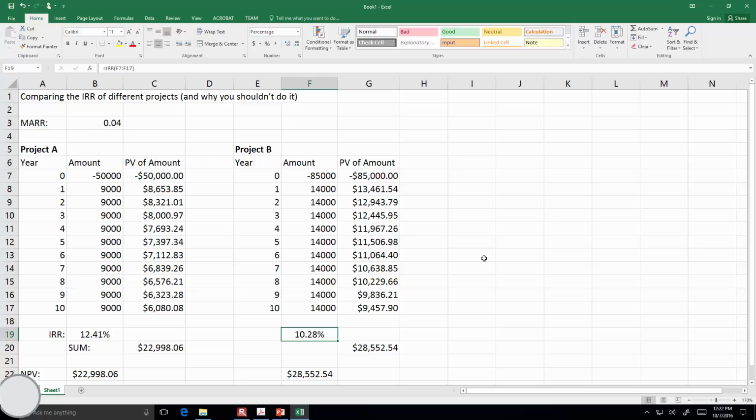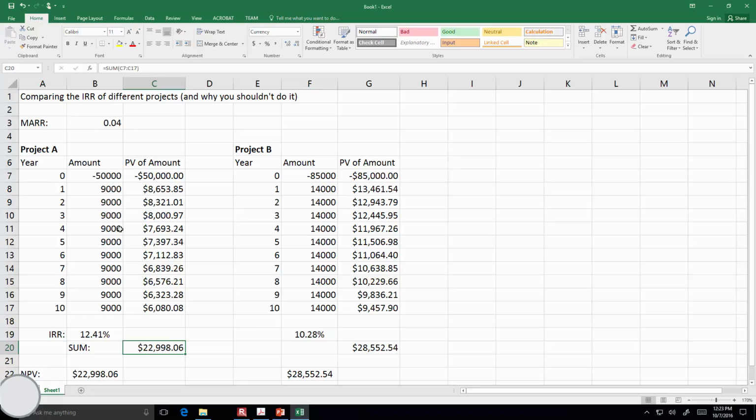If you can borrow and then reinvest a small amount of money, $50,000, or a large amount of money, $85,000, it's better to invest the large amount of money. So we prove that by looking at the present value.